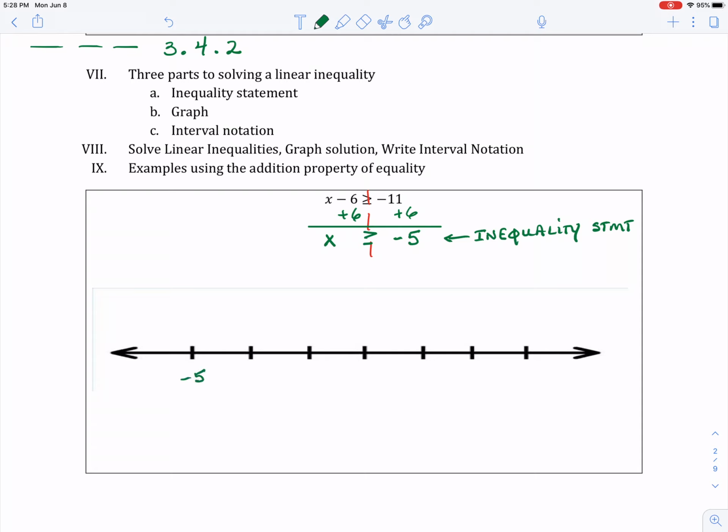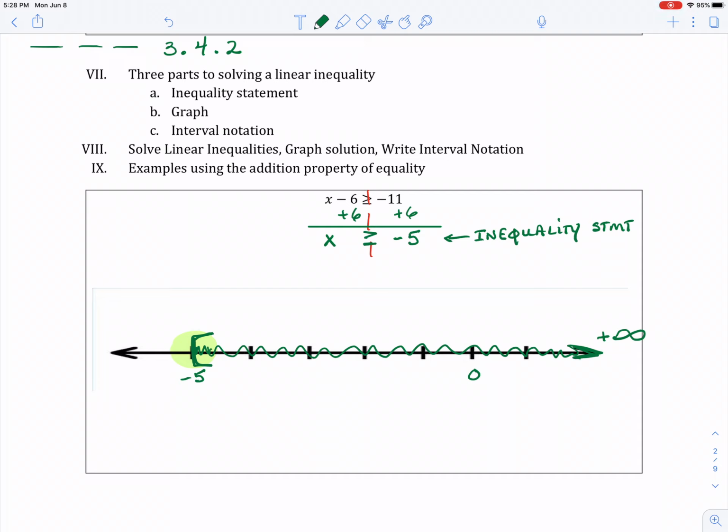So here's -5, 4, 3, 2, 1. There's a 0 right there. And I want to show you all the numbers that are greater than or equal to -5. So the numbers that are greater than -5 fall into this region here. You can see that they're going to extend all the way out to positive infinity. And so the question becomes, right back here, how do I identify that end point? Is it included or not included? And since it said greater than or equal to, I'm going to put a bracket there and turn it in the direction of the number.